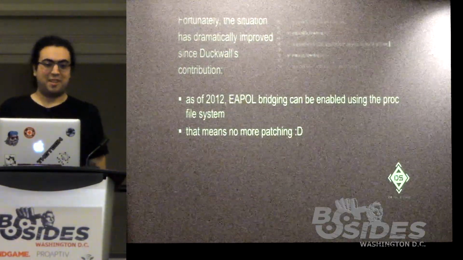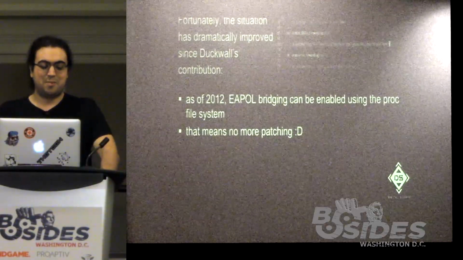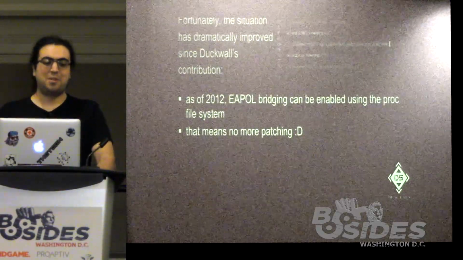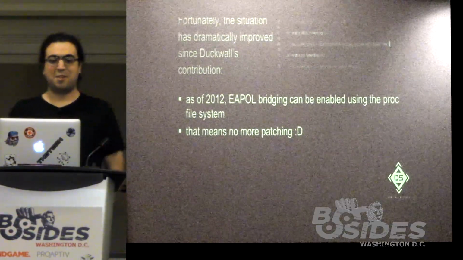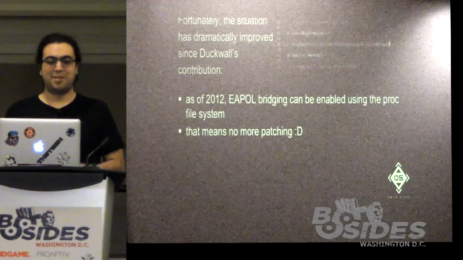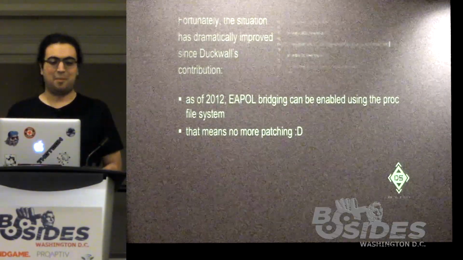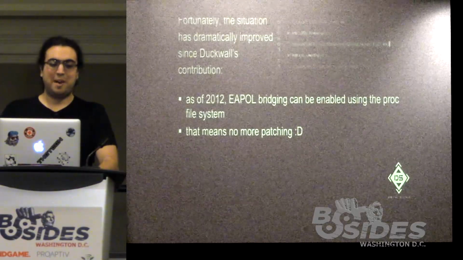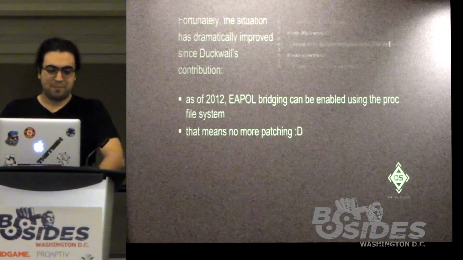But fortunately, after looking into it, it turns out the situation has improved dramatically since Duckwall's contribution was released. In fact, as of 2012, EAPOL bridging can actually be enabled using something called the procfs file system. The proc file system, you can think about it as an API to the Linux kernel. It's basically a bunch of files. You can edit values on the fly, and it will change configurations. And one thing you can do now is change the value in part of the proc file system to enable EAPOL bridging, which is great because it means no more patching. So that's one improvement I added.